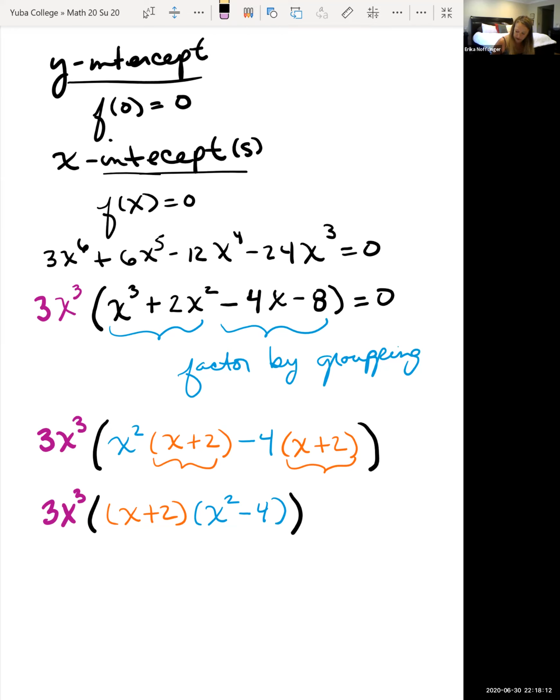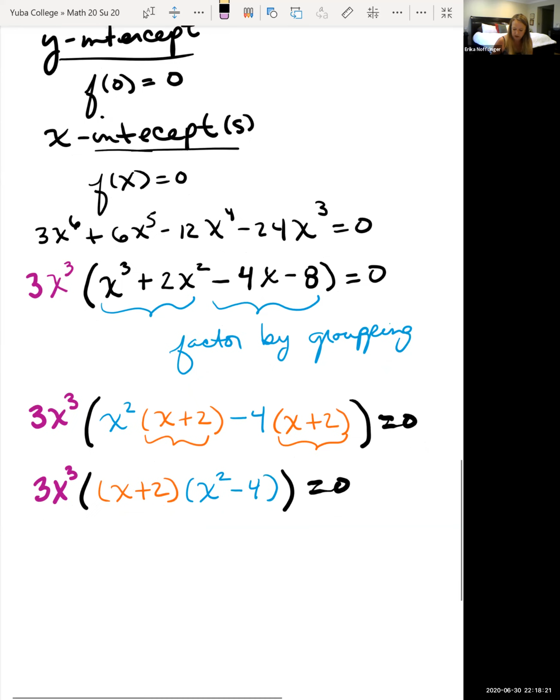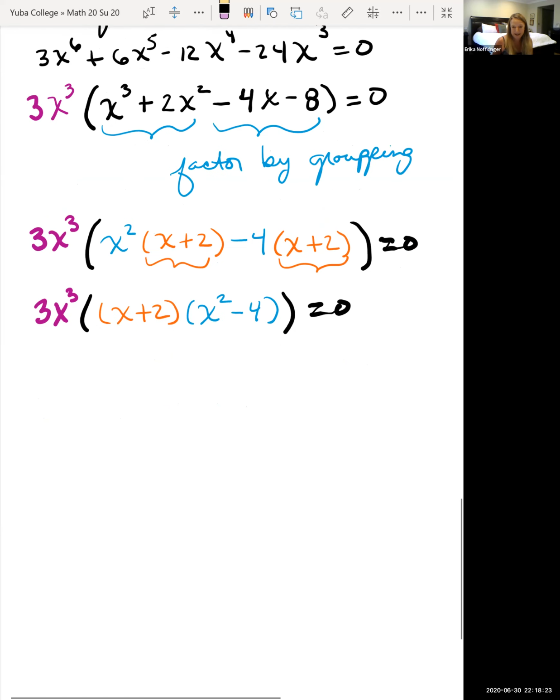I should have put it in here the whole time: this was all equal to 0. We're trying to find when this is equal to 0. Not quite done, it can still be factored more. I noticed that x squared minus 4 is a difference of squares. And x plus 2 can't be factored any further.